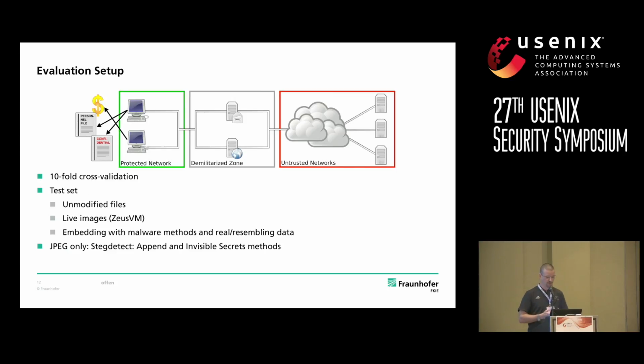Then we did a 10-fold cross-validation, and for our test set, we had obviously left some unmodified files in there so that we could determine the false positive ratio. Additionally, we had some live images from malware. For ZeusVM, we also had a builder kit for building the configuration, so we used that as well. And as you know, there are quite a few malware families that are actually using these techniques.